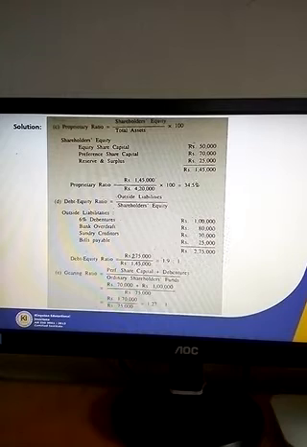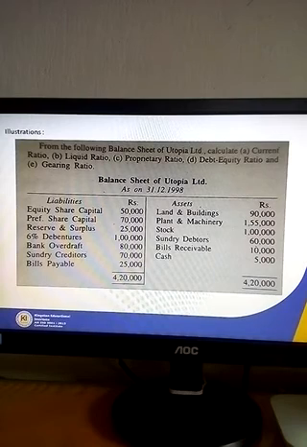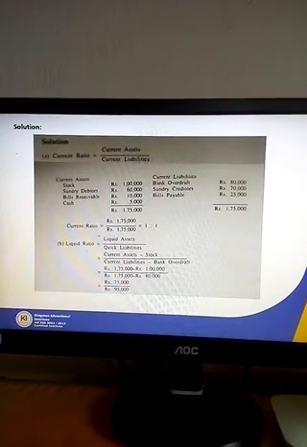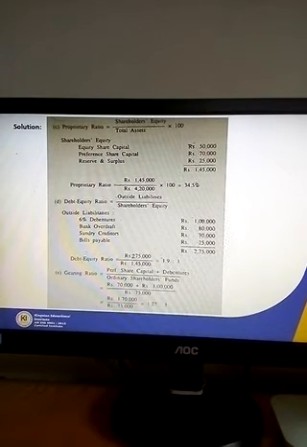So equity share capital plus preference share plus reserve, and that is 1,45,000 divided by total assets. Total assets means this is the right side of the balance sheet, that is the asset side. Total asset is 4,20,000. So you will get the percentage, that is 34.5%. That is proprietary ratio. Means in the total asset how much comes from the share capital.